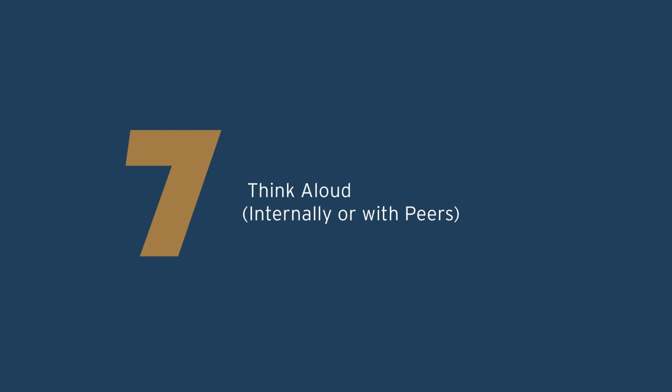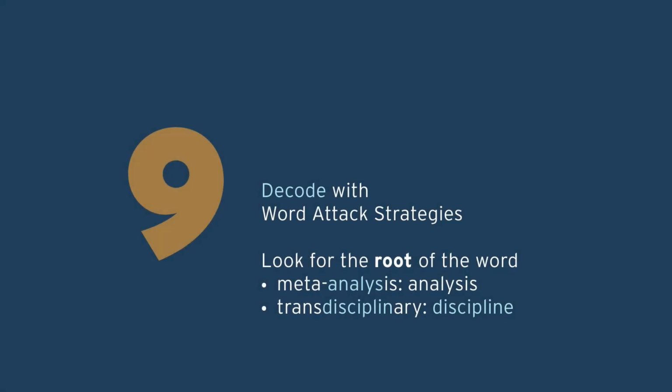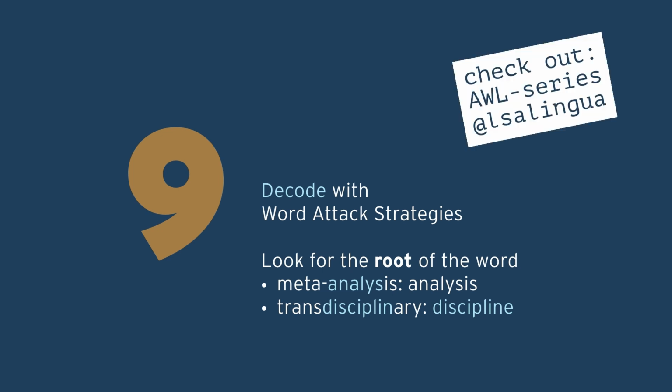8. Infer meaning from context. Don't just reach for a dictionary immediately, but use the context to decode unfamiliar terms, especially jargon. 9. Decode with word attack strategies. So if you do have to decode, make sure to first break down complex academic words and look for the root. Like, for example, in meta-analysis, analyze is part of that. Or if you look at transdisciplinary, then you can see that discipline is part of it. So look for the roots first to backtrack, and then use a dictionary if you have to confirm, double check. That's always a good idea. Also check out my videos on academic word list.